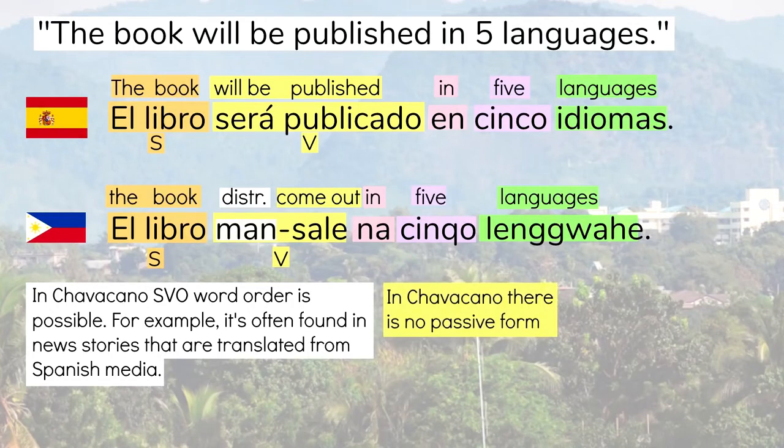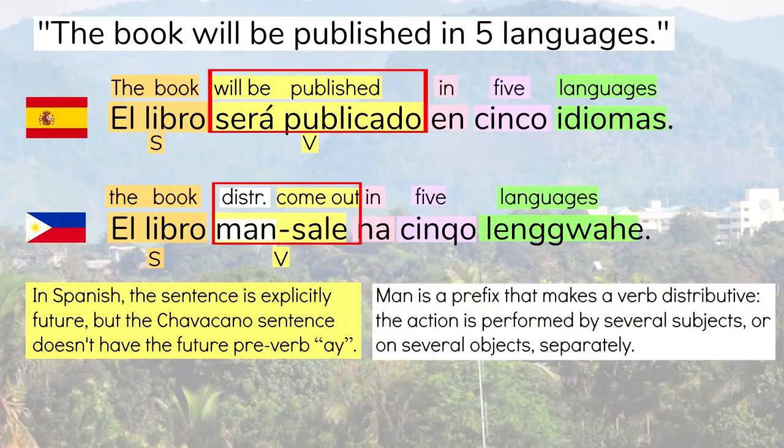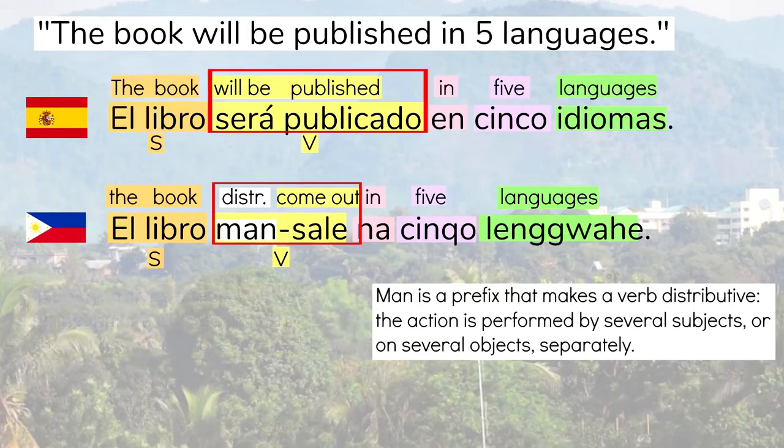Another thing is that in Chavacano, there's no passive form, so passive meaning is understood from context, or the action can be paraphrased. In Spanish, the sentence is explicitly future, but the Chavacano sentence doesn't have the future preverb I. It can have it, but here it doesn't. We see here that the verb is preceded by man. Man is a prefix that makes a verb distributive, meaning that the action is performed by several subjects or on several objects separately. Here, the book will be released separately 5 different times in 5 different versions, so man is used to show the distribution of the action among the different releases of the book.